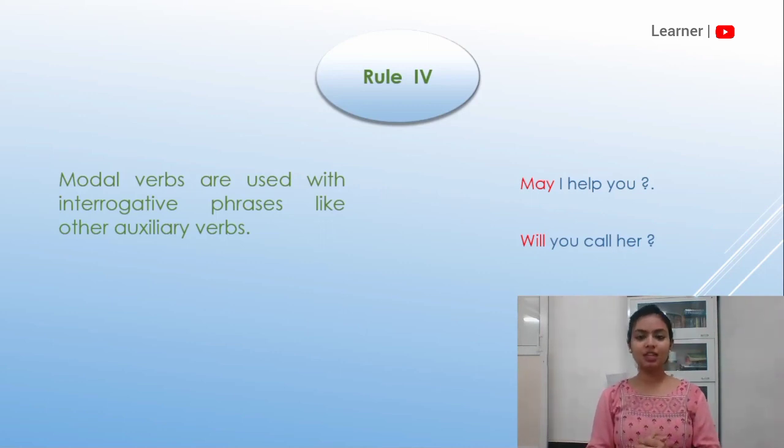Another example, will you call her? Will is the modal, you is the subject and call is the verb. So that is how you make interrogative phrases. इस तरह से हम प्रश्न पूछते समय auxiliaries का use कर सकते हैं.